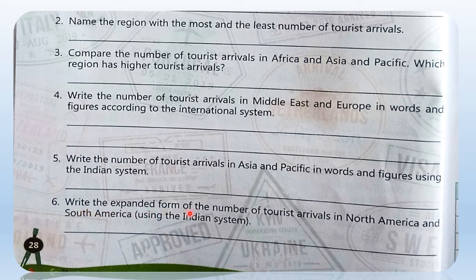So write the expanded form of the number of tourists. When you are writing the expanded form, put the commas also. So this will be your home task.